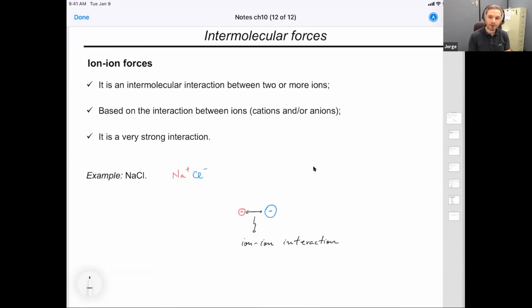So every time we have a cation and an anion, we will have ion-ion interaction. And this is the interaction that keeps the solid structure as it is, okay? And again, this is the strongest interaction that we can have.